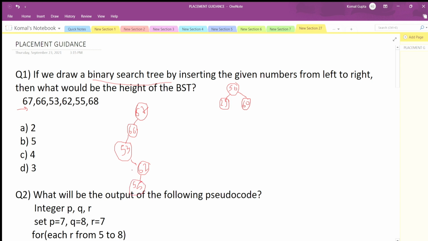Now the next number is 68. See, 68 is greater than 67. So where will we place this 68? To the right of 67. So this is how we will form the BST.